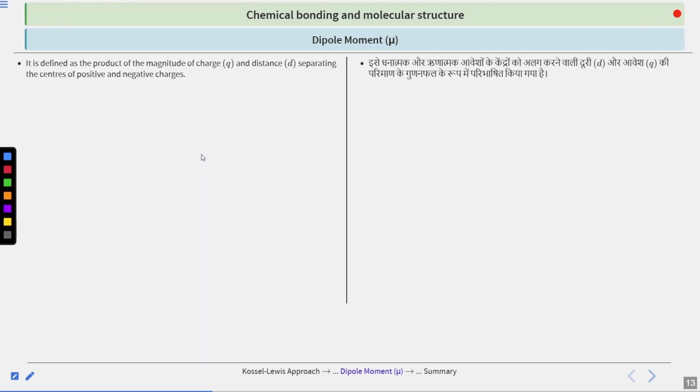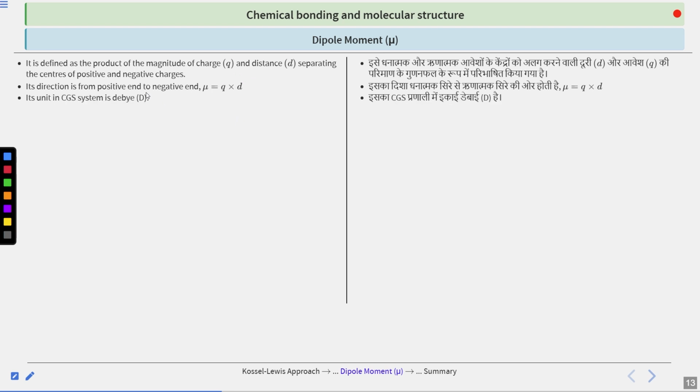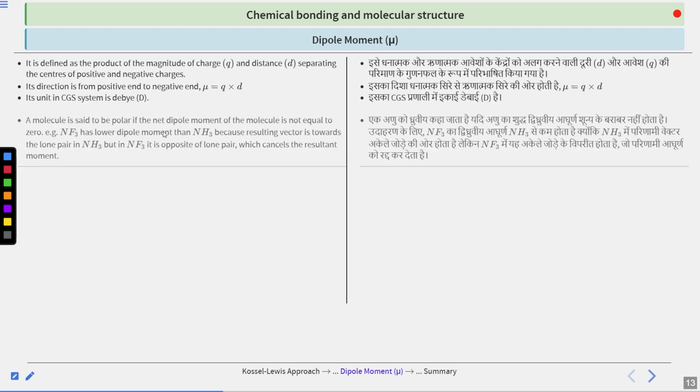Next is dipole moment. How can we calculate it? You know the dipole moment can be calculated using charge and distance. So its formula is Q cross D. This is a product of charge and distance, and in the CGS system, its unit is Debye.